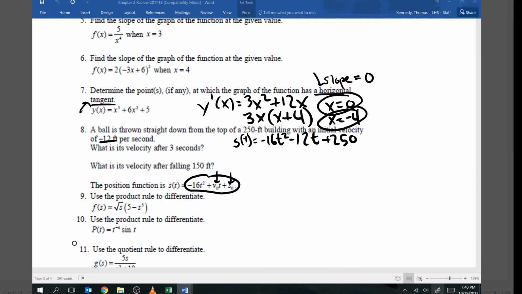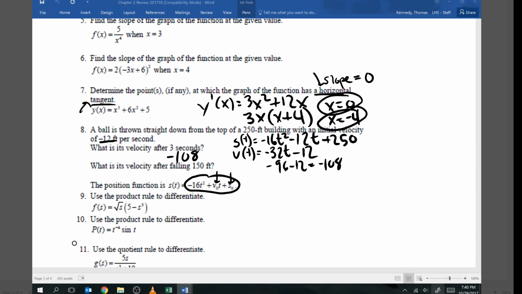All right, so now I just take the derivative of this. V of t equals negative 32t minus 12. And to find the velocity, I just plug 3 in. That's my velocity equation. So negative 96 minus 12 is negative 108. Sweet.